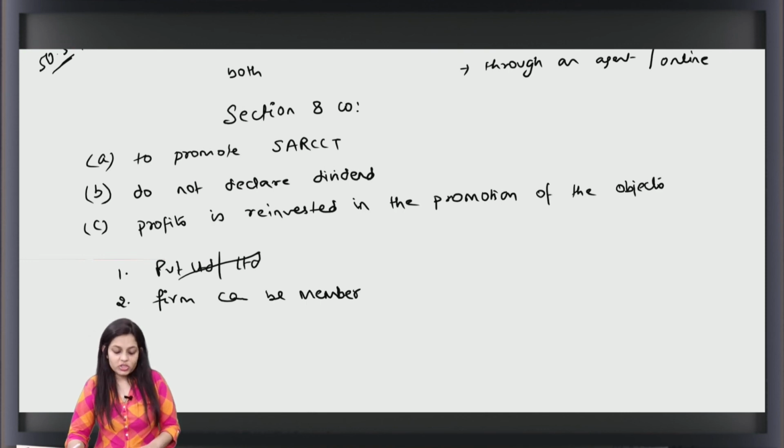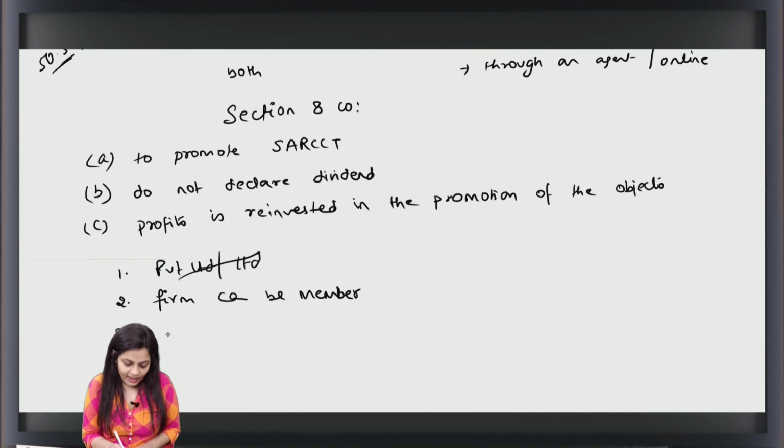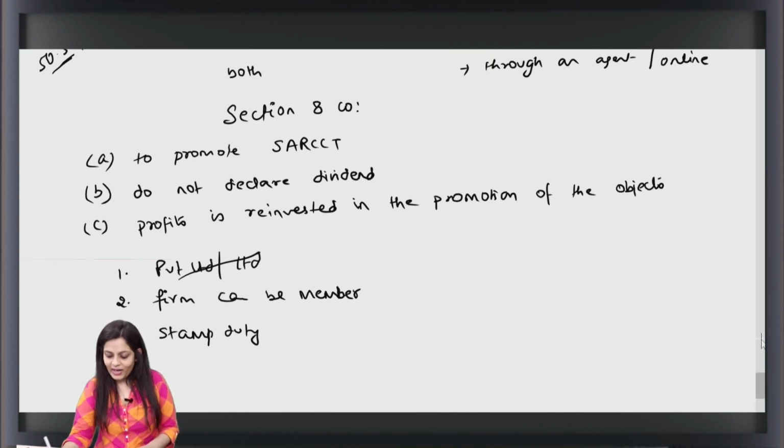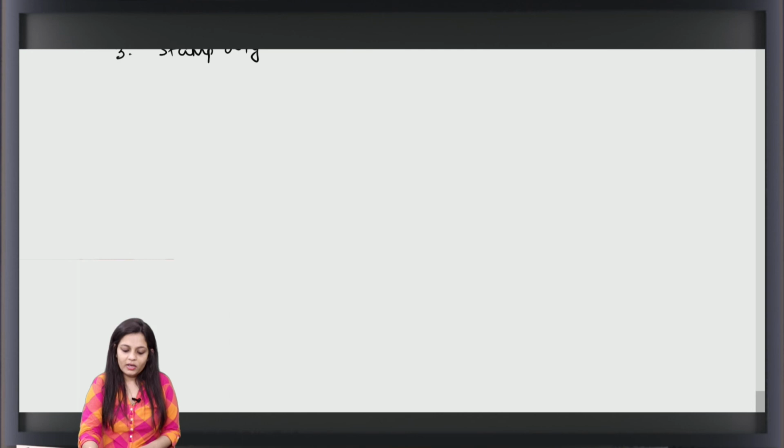But if it is a Section 8 company, even a firm can become a member of a Section 8 company. So the second privilege is that even a firm can become a member. And you know, for everything that we do, we have to pay stamp duty. But here, they are not earning profit. So let's give them some relief. They are not liable to pay any stamp duty to the ROC.